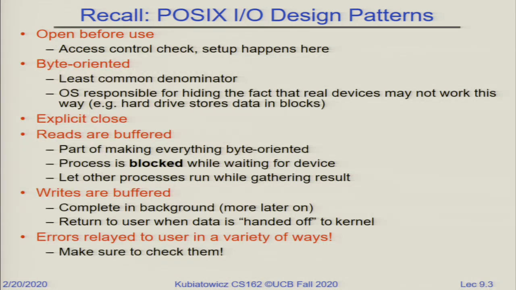So these were the patterns, right? Open before use to do access control. Byte-oriented. The operating system provides no format specification on the data. It's up to the user. We explicitly close when we're done. Among other things, that often flushes data out to the operating system. If you forget to do an fclose, you might actually lose some data.